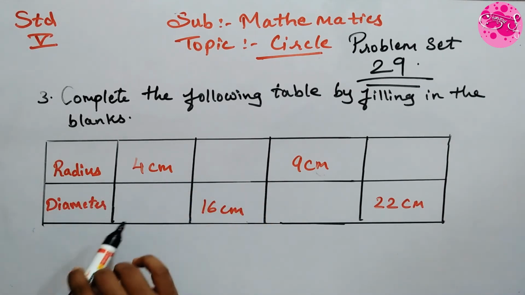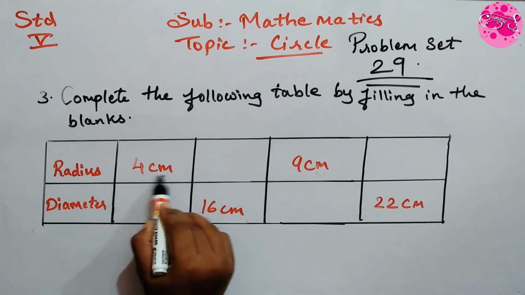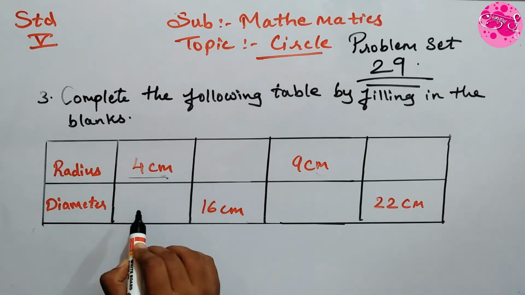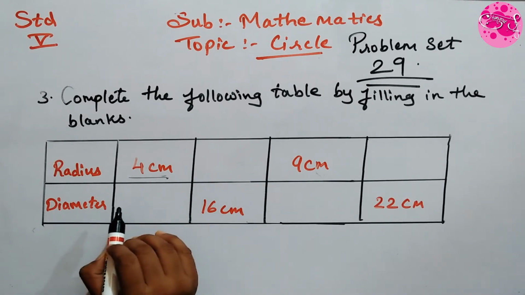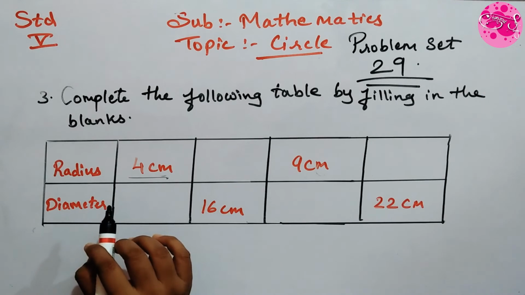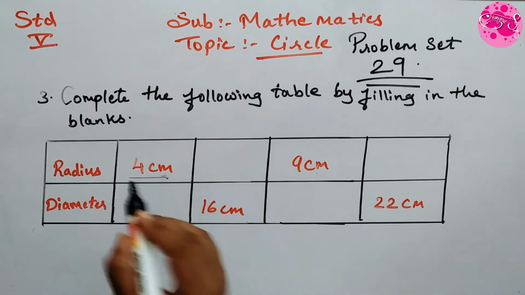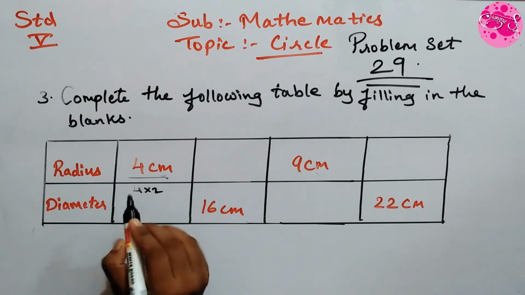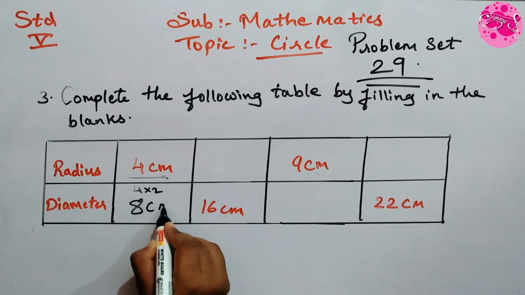Okay, so in first, here radius is given, that is 4 centimeter, and diameter is not given, it is blank. Yes, so what we have to do to find out the diameter? We have to multiply by 2. Yes, so 4 2s are 8. So write here in the blank 8 centimeter.